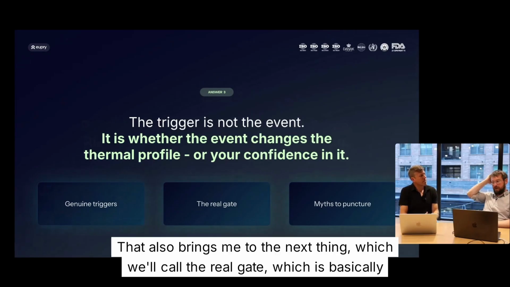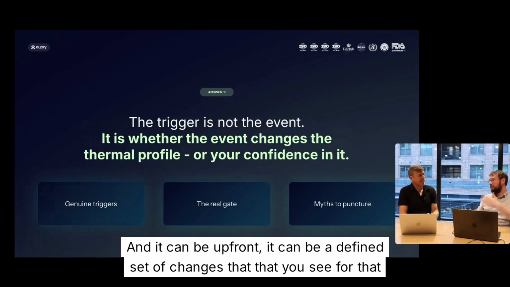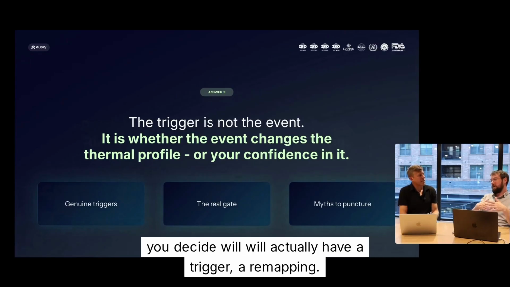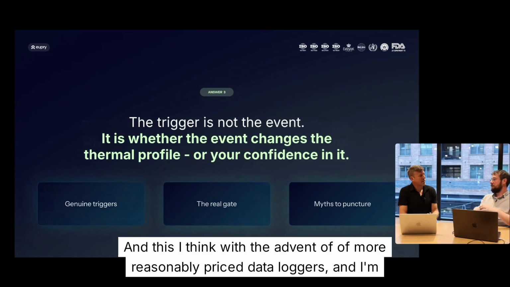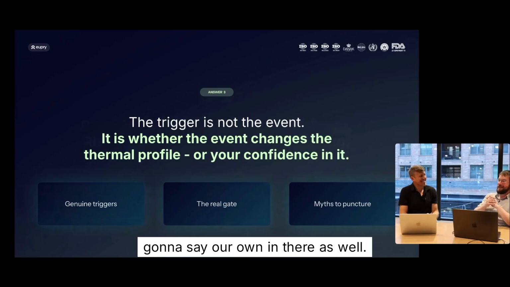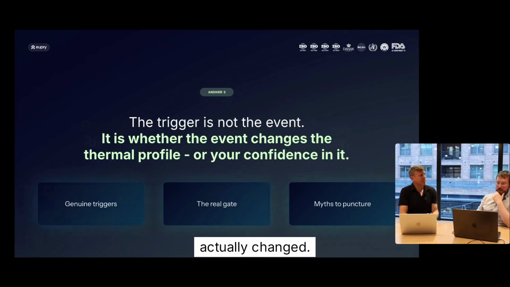So that also brings me to the next thing, which we'll call the real gate, which is basically that what you're actually looking for is a thorough risk assessment. It can be upfront, it can be a defined set of changes that you decide will actually trigger a remapping. But the second part of it is focusing on actually measuring the outcome. And with the advent of more reasonably priced data loggers, and I'm going to say our own in there as well, you can actually gather much more data to show whether the outcome has actually changed.